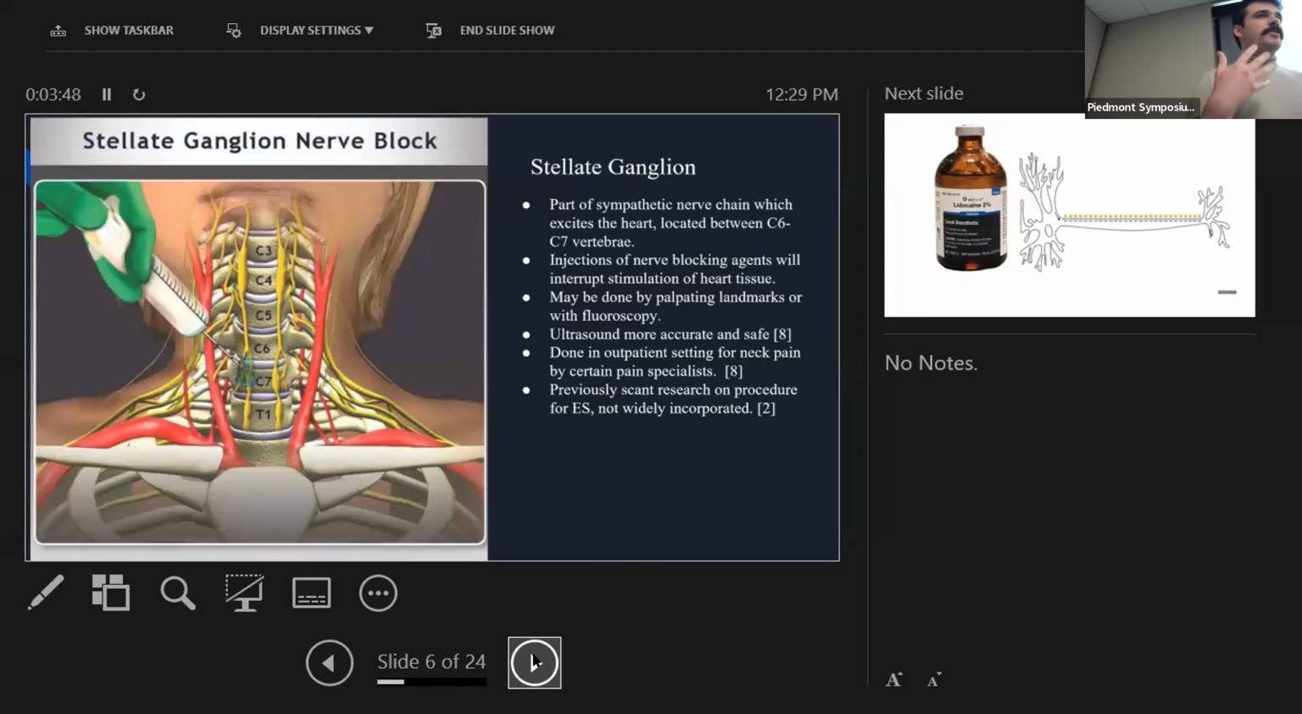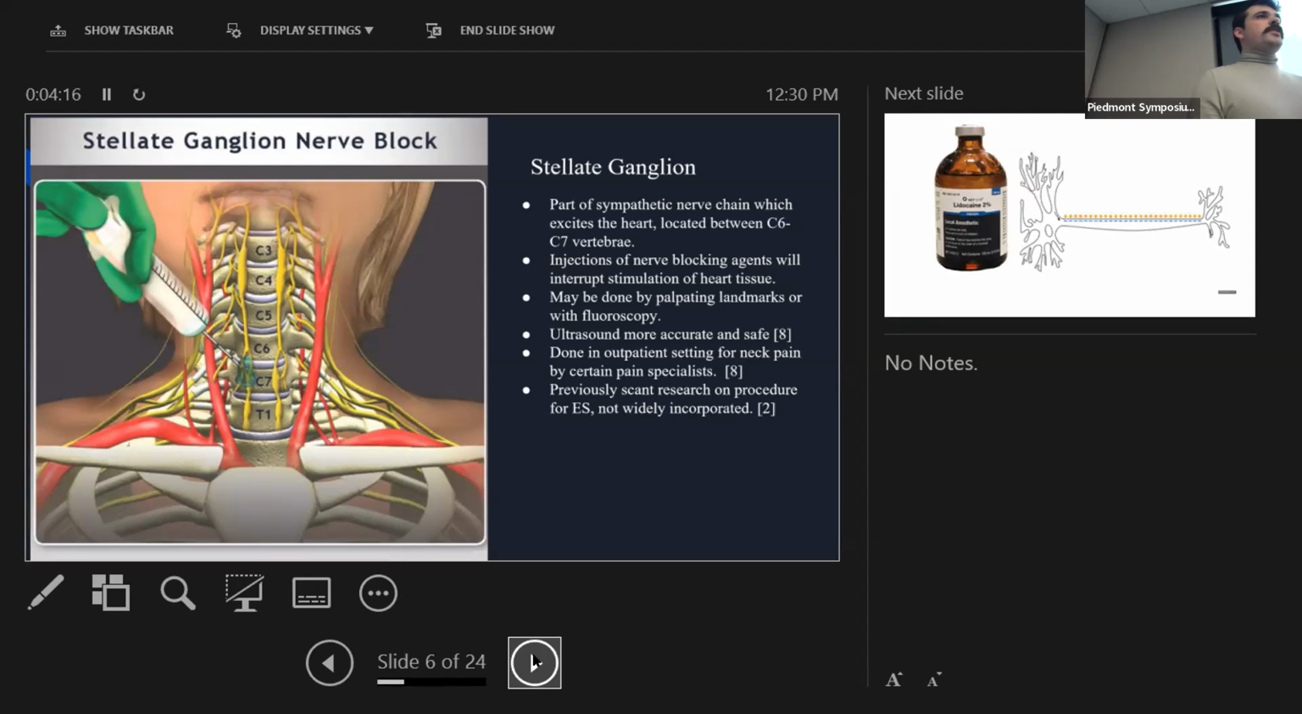So what the heck is a Stellate ganglion nerve block, which I'm just going to call SGB from here on out and save my mouth a little bit. But the Stellate ganglion is part of the sympathetic nerve chain. That's your brain telling your heart, get up and go. And the ganglion itself is located between the C6 and C7 vertebrae. And the nerve block is an injection of a nerve block agent into the ganglion itself to interrupt that conduction and interrupt that stimulation to the heart.